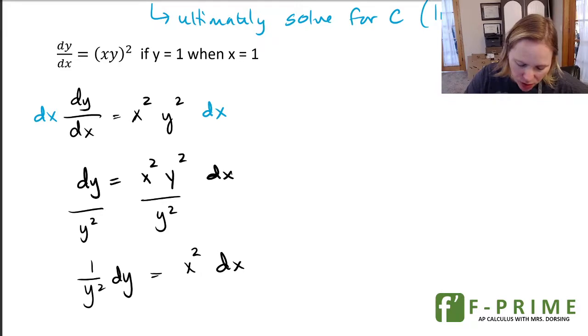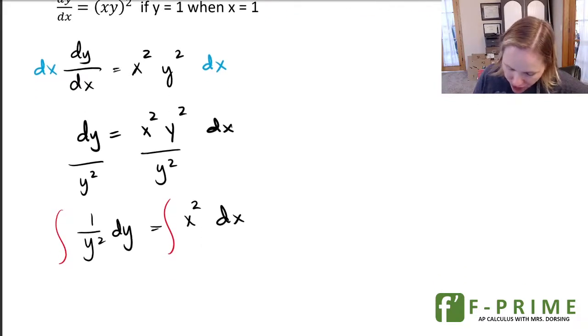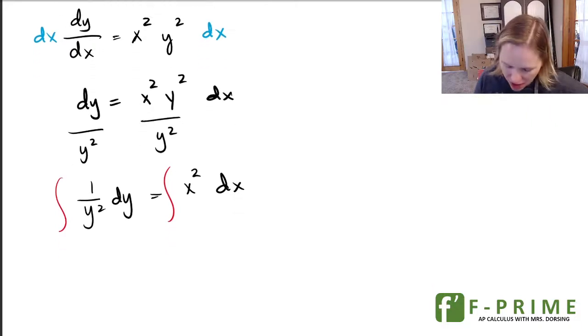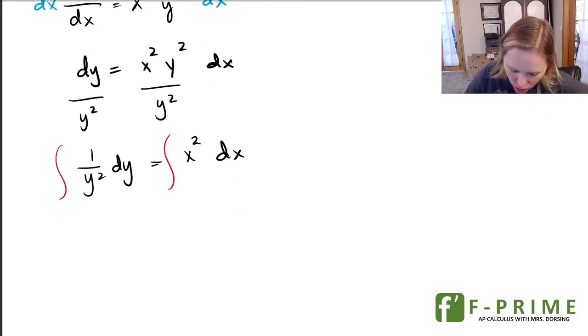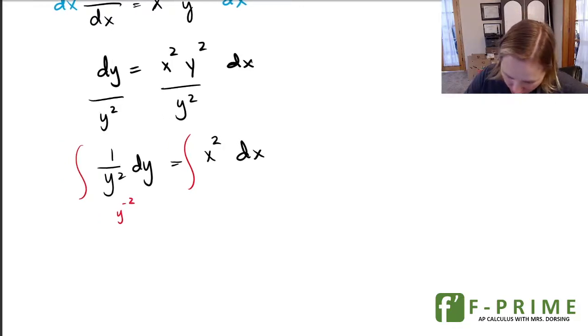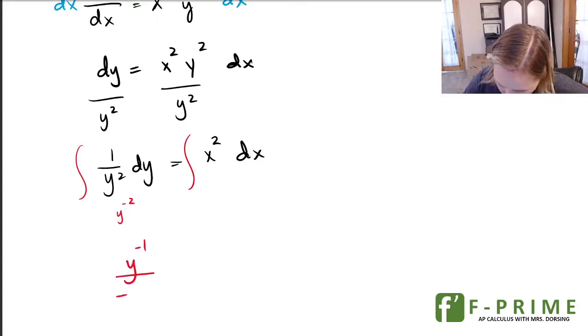Once we separate our variables, we throw an integral sign around everything, and then we integrate. We find those antiderivatives. The 1 over y squared, remember, is y to the negative 2 power. So when I find its antiderivative, it's not going to involve natural log, so be very careful about that. This becomes y to the negative 1 over negative 1.